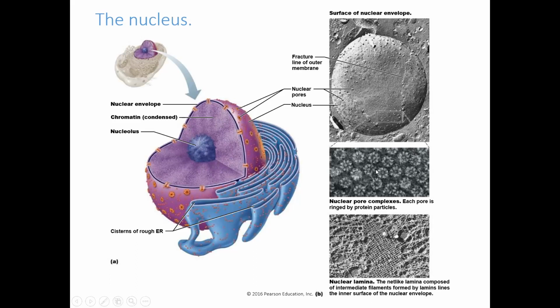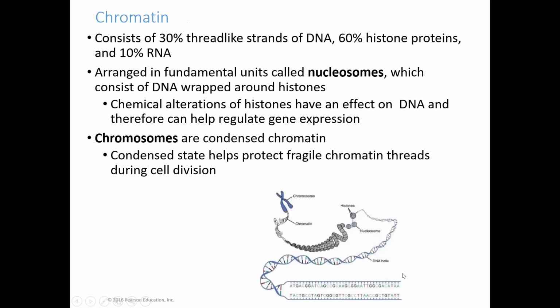This is what the pores look like up close. Here they are on the surface of the nuclear membrane right there. And then the membrane itself is made of these filaments that crosshatch across here. The chromatin is 30% DNA, 60% histone, 10% RNA. The DNA wraps around the histone and it looks like a candy cane, if you will.